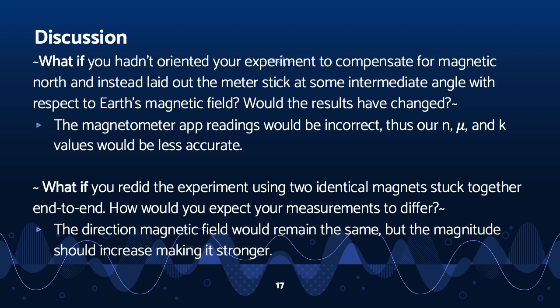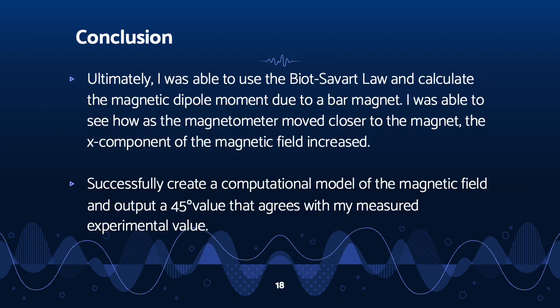What if you redid the experiment using 2 identical magnets stuck together end to end? How would you expect your measurements to differ? Well, the direction of the magnetic field will remain the same, but the magnitude of the magnetic field should increase, making it stronger.